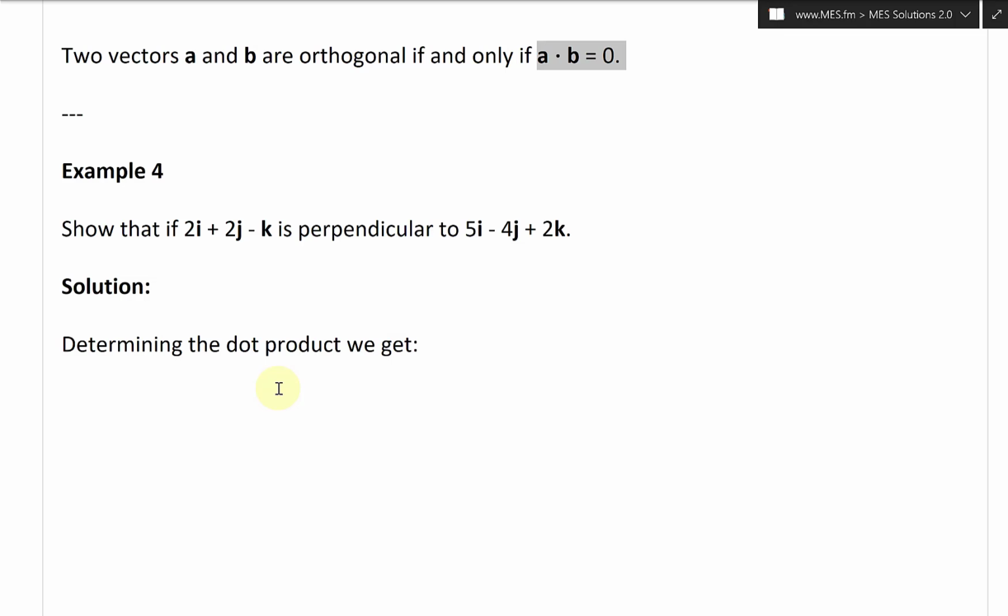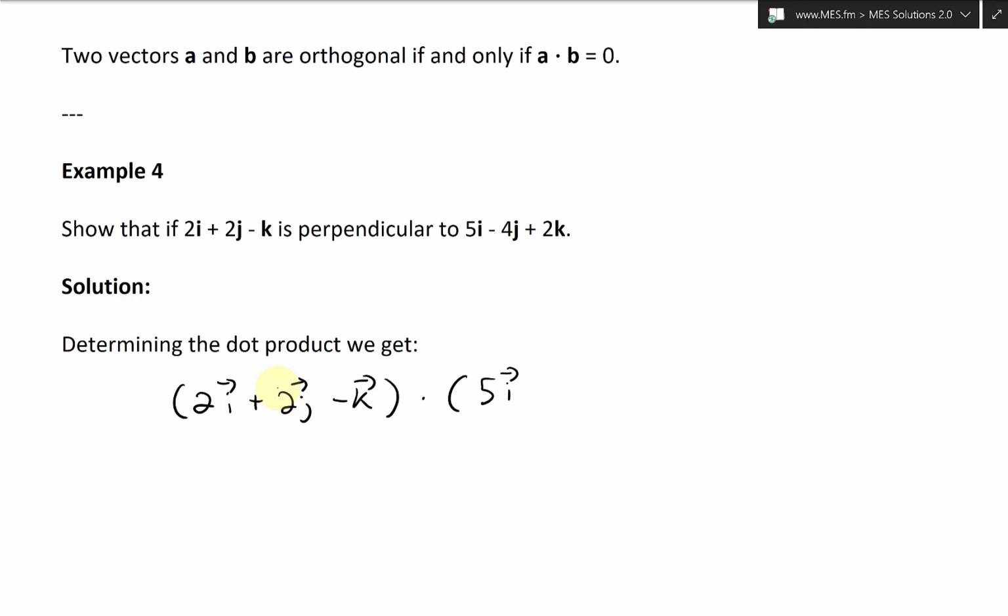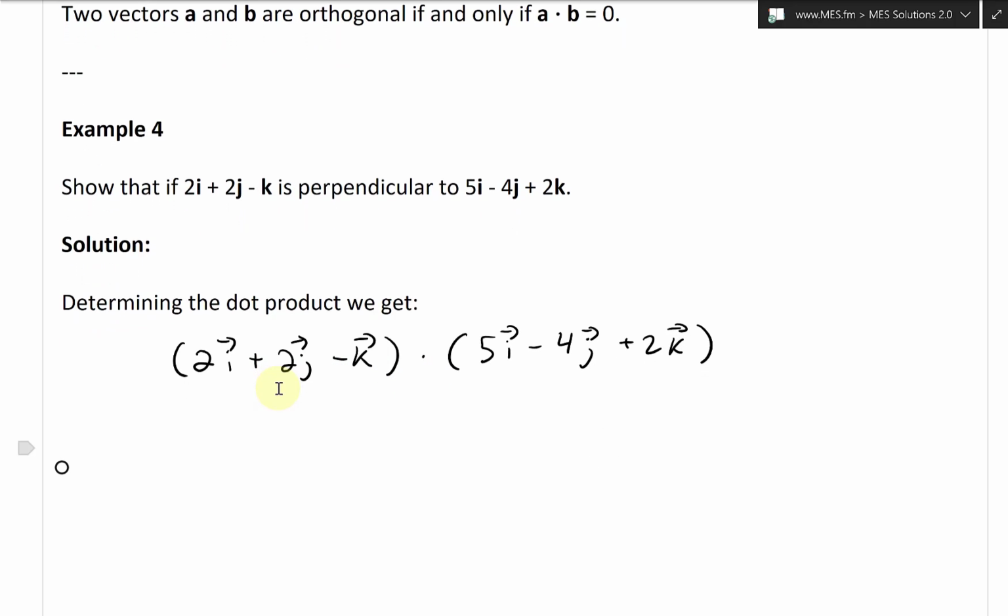I'm just going to write this like this, in regular brackets: 2i plus 2j minus k, dot 5i minus 4j plus 2k. And then we do the dot product of all the component parts here.